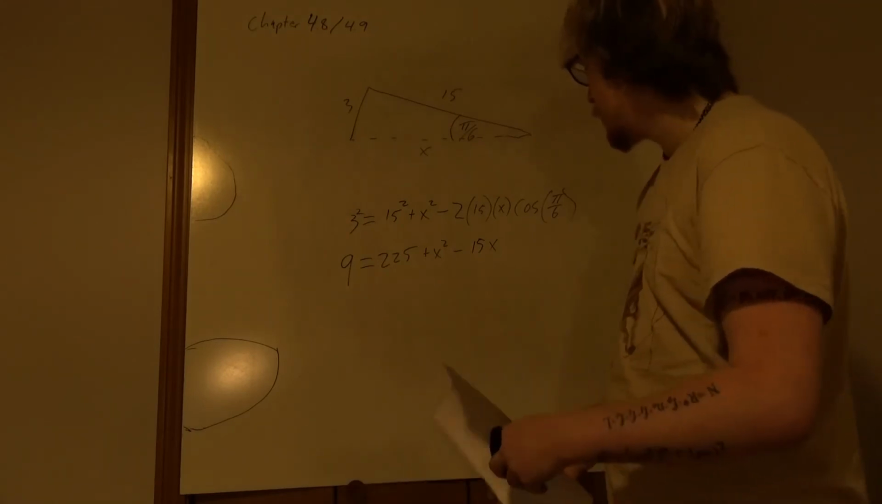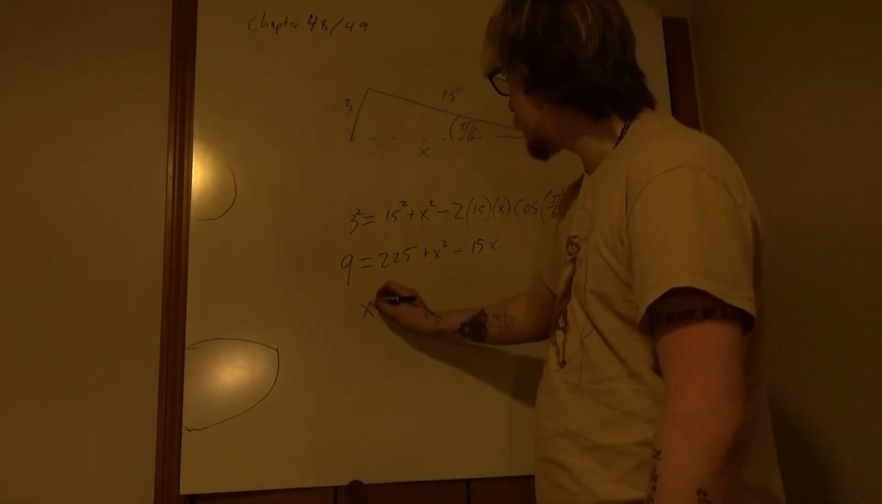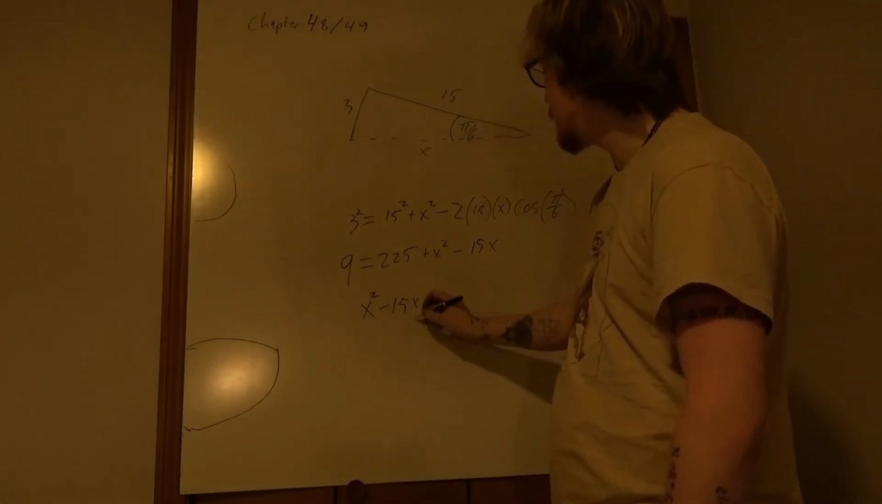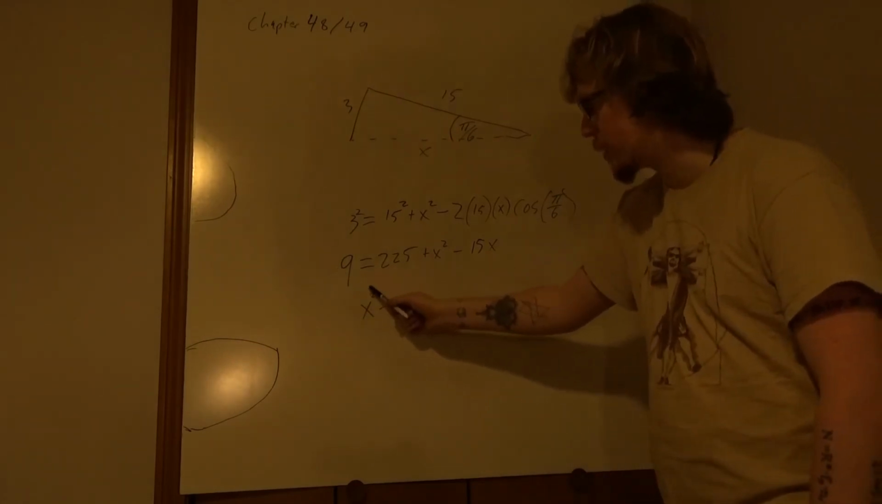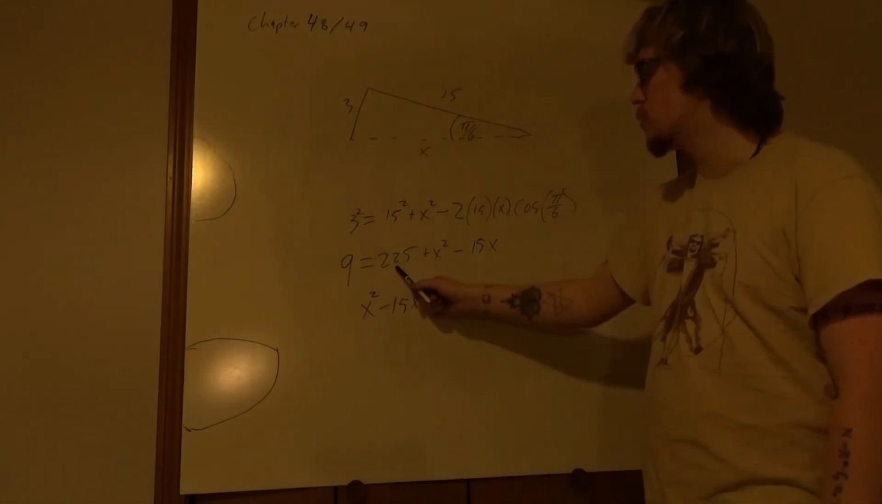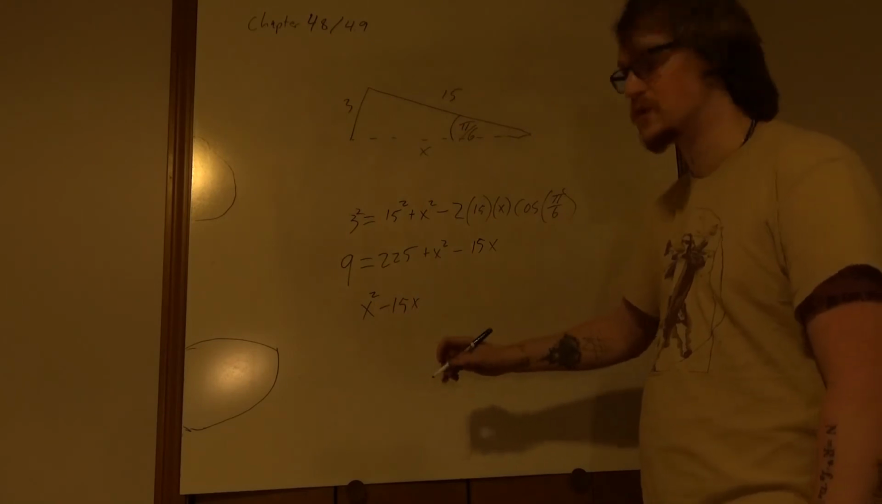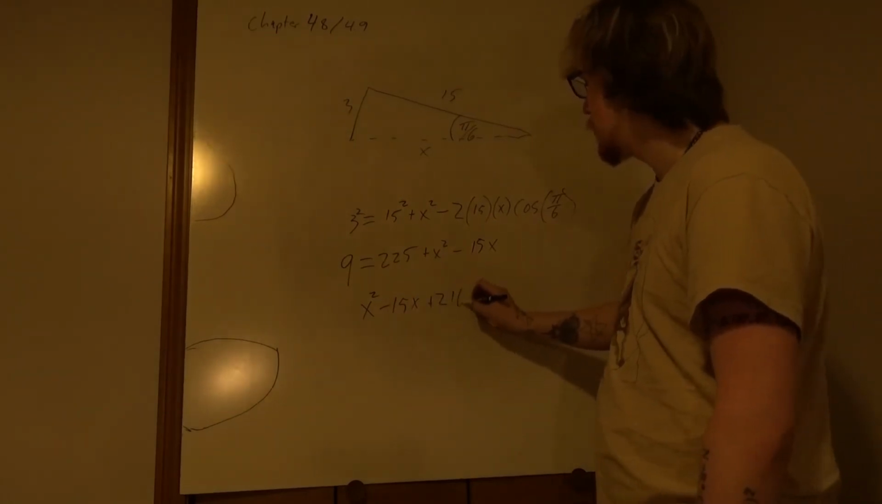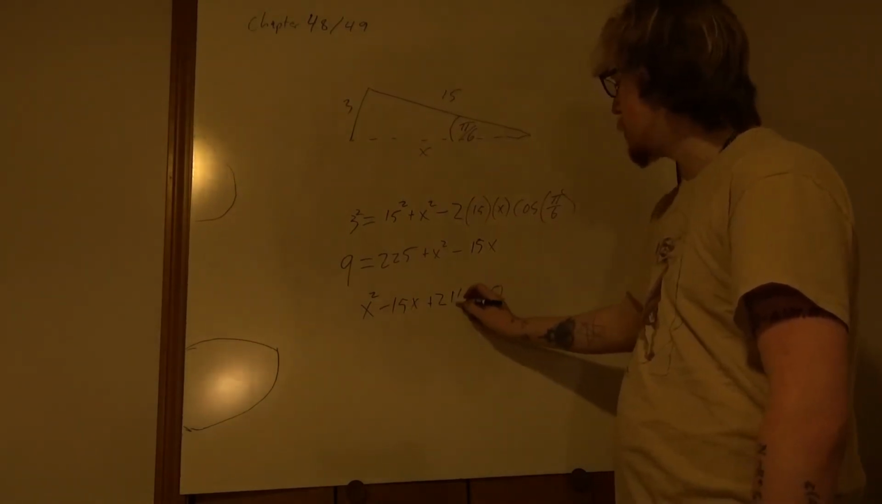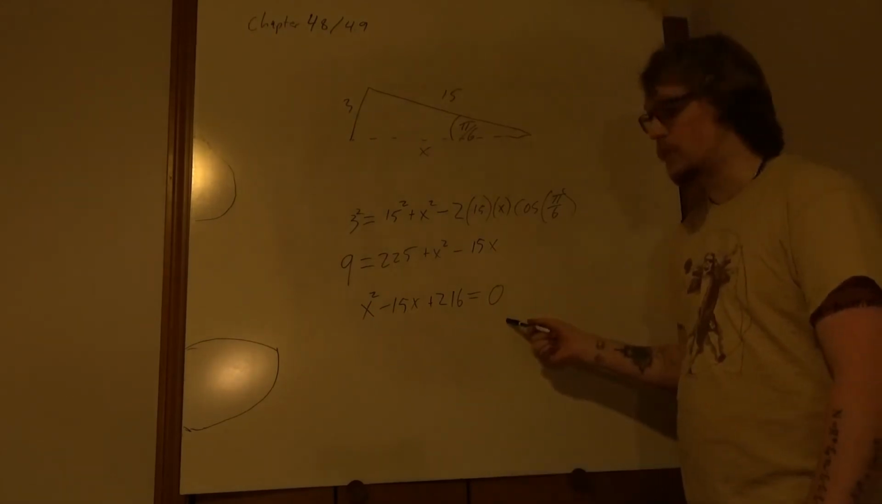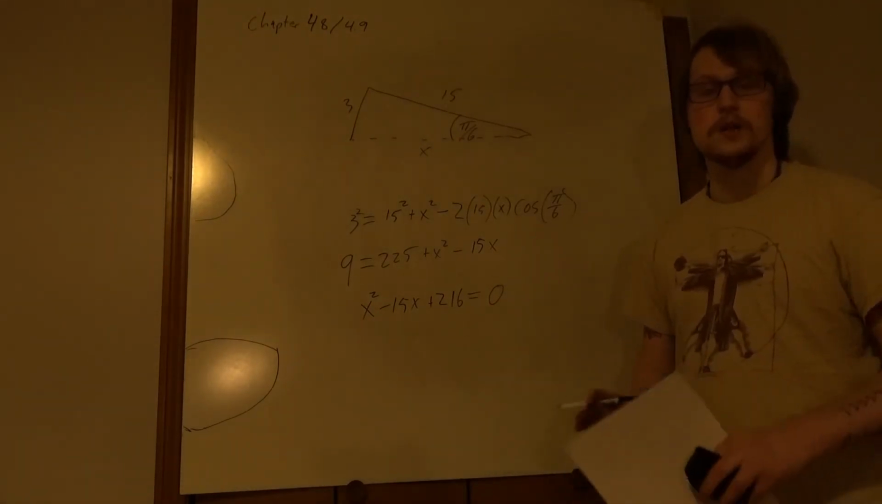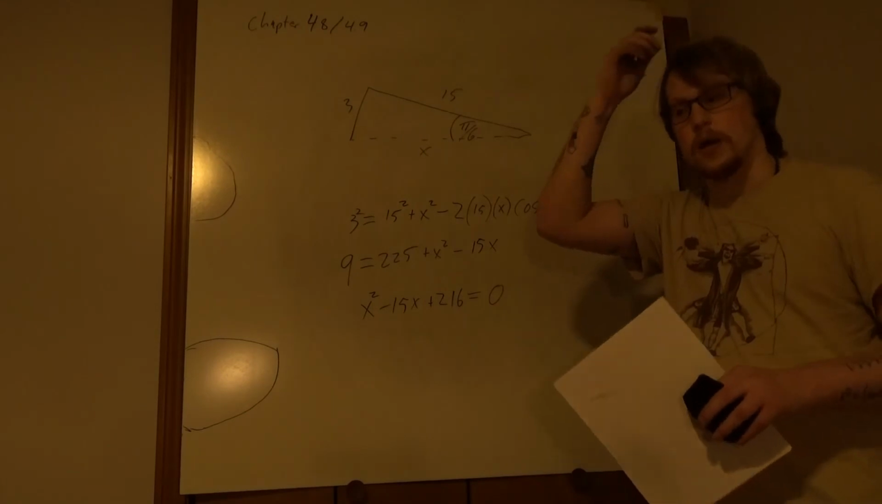And in fact, we are. So we can rearrange stuff to get that x squared minus 15x. And then here we have to bring the 9 over. So 225 minus 9 is 216 equals 0. And now this is a perfectly fine quadratic equation that we can solve in a number of ways.